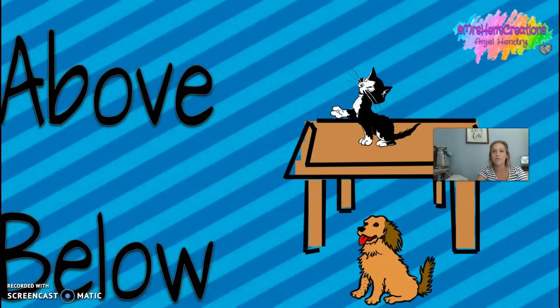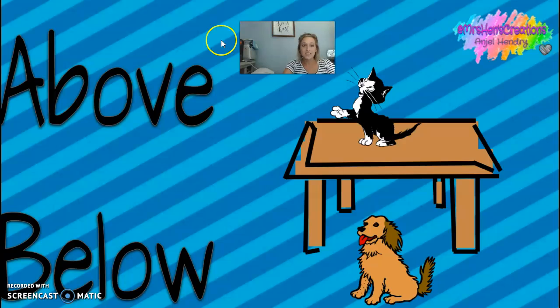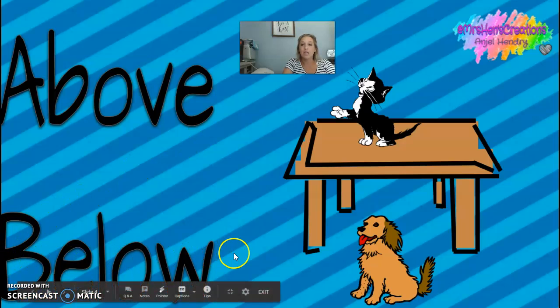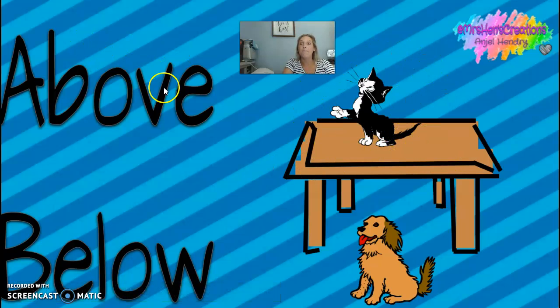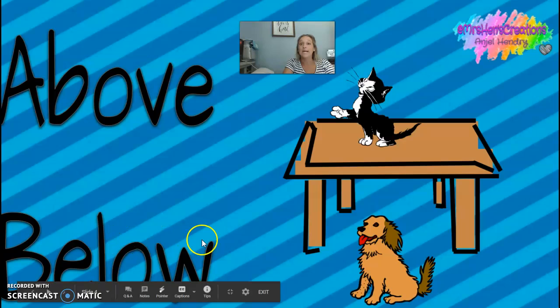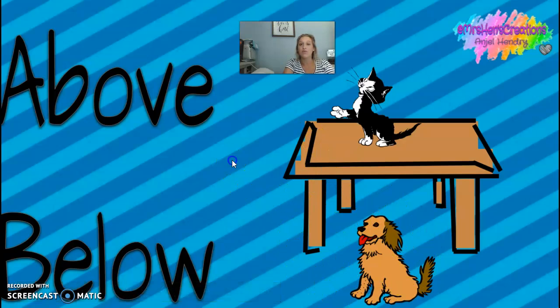Good. All right, another positional term that we're going to talk about is above and below. Above and below. So look at this table here. This kitty cat is above the table. This dog is below the table. So the cat is above the table and the doggy is below the table.